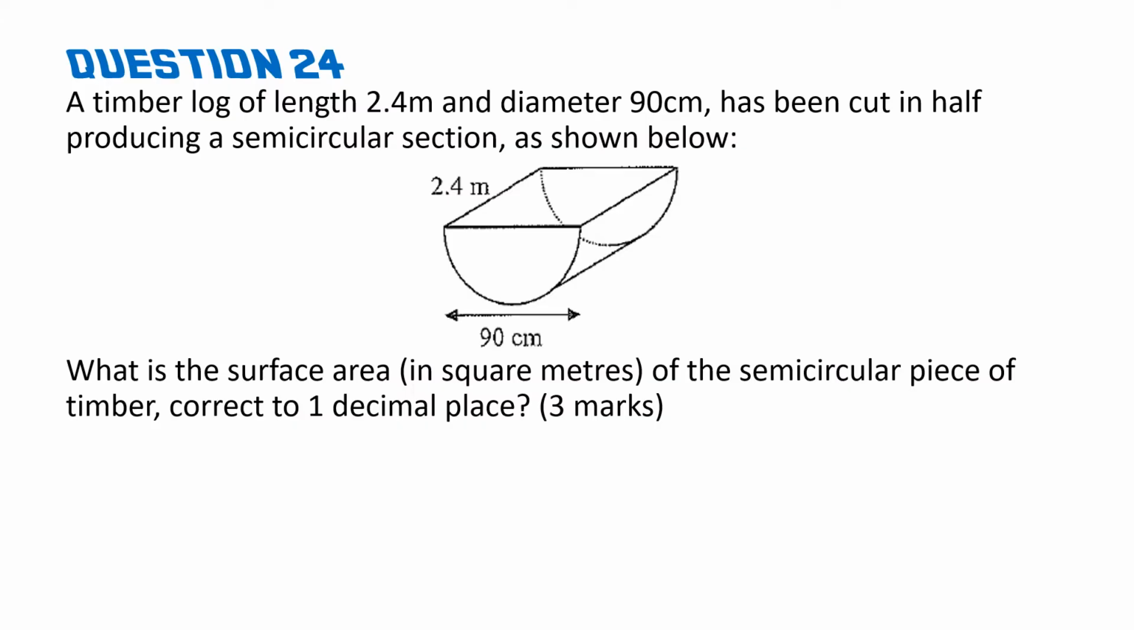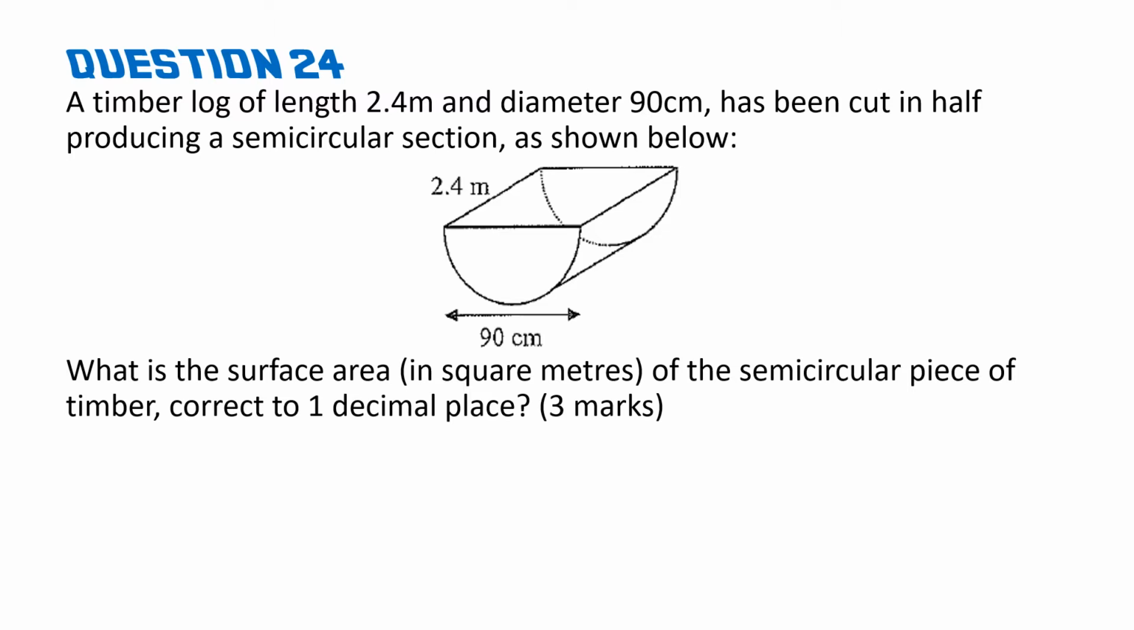So picking up with question 24, we've got a timber log of length 2.4 metres and a diameter of 90 centimetres. It's been cut in half, producing a semicircular section as shown below. What is the surface area in square metres of this semicircular piece of timber, correct to 1 decimal place?